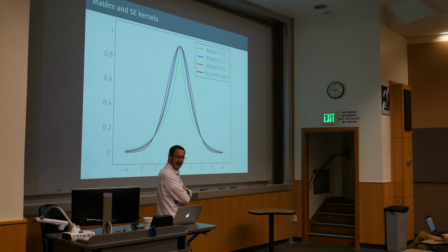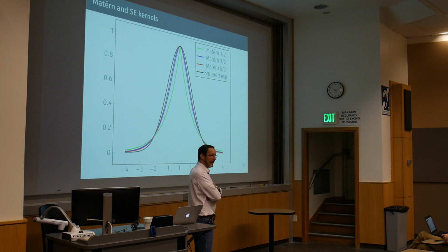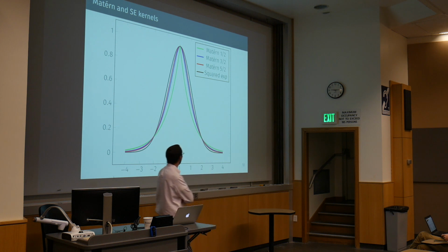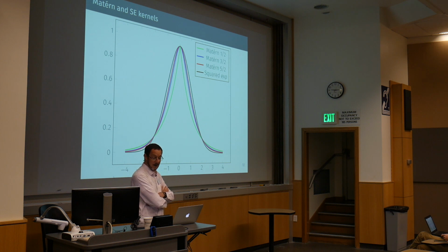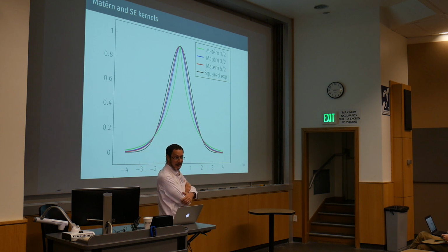Another popular family is the Matern family, and I've got those drawn in colors that fortunately are showing up here. The squared exponential is exactly what it sounds like. It's e to the minus r squared over 2l squared, where you've got a length scale, possibly multiplied by some scaling factor in front. That's very nice and smooth at the origin. These other kernels are going to be a little bit pointier at the origin.